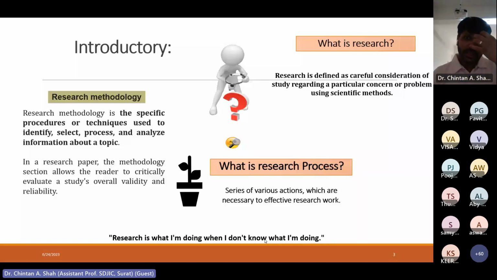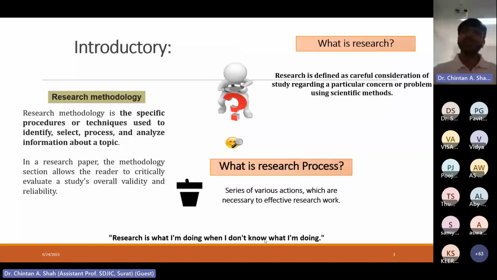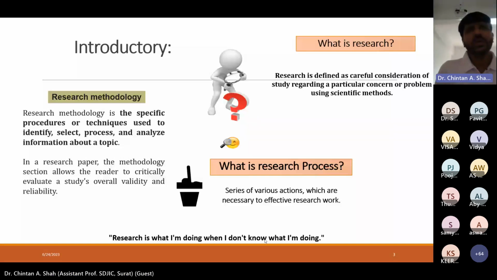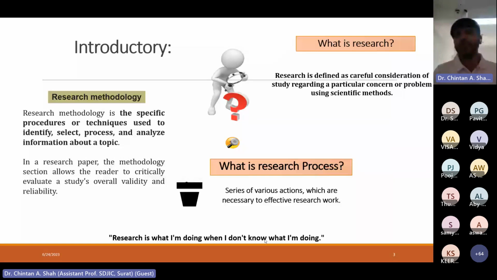Fine. So research is defined as a careful consideration and study regarding a particular concern, a particular topic, irrespective of any topic: science, maths, art, social science, management, finance, HR, any topic. And you should focus on the problem using different scientific methods. Basically, being a researcher, what we are doing is just taking the topic and starting research. No, try to identify the problem from the society. You can go inside and try to know what exactly the problem is.